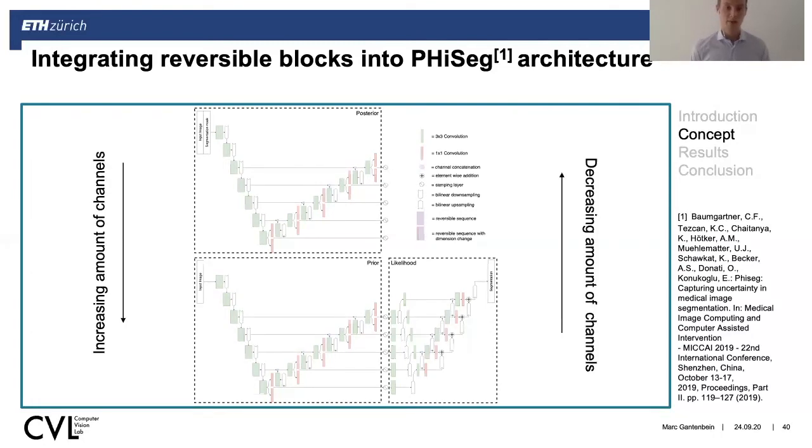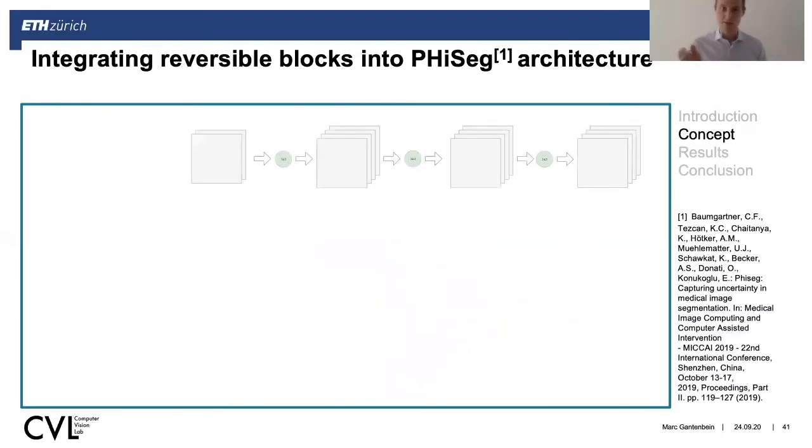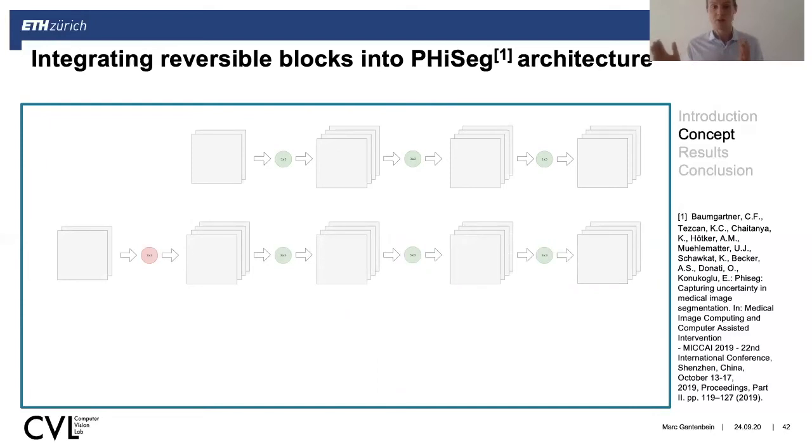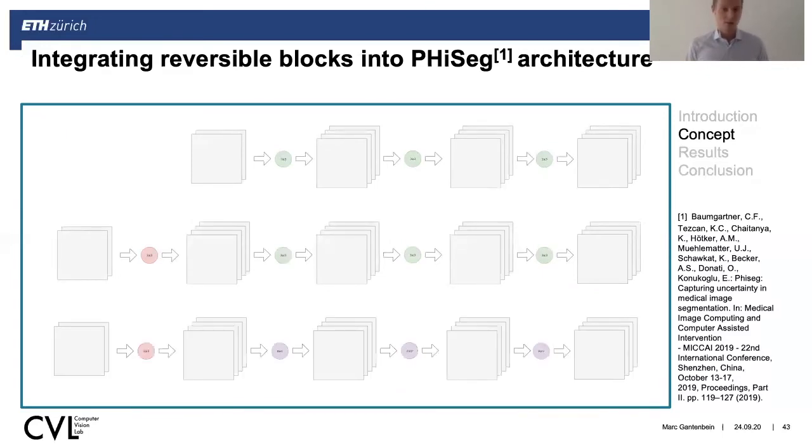We have this sequence here where we start with, for example, 64 channels and go up to 128 channels, as in the downsampling path of the PHiSeg architecture. And what we did was we appended a 1x1 convolution that did this channel increase. And then the 3x3 convolutions always had the same channel number at the input and output. We could then replace all these blocks with reversible blocks. So during the forward pass, we didn't have to store any activations in this sequence of 3 convolutions.